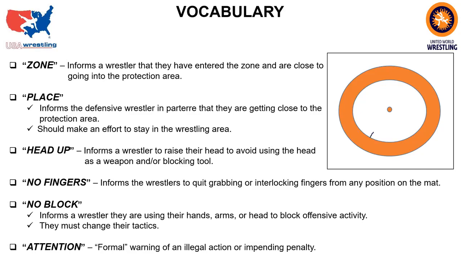In place, the wrestlers are in the parterre position, and the defensive wrestler is working themselves towards the protection area. We want to assume a position out in the protection area facing the wrestlers, and we want to have our hand out like a traffic cop saying stop, and we want to say blue, place, red, place. By us using the command place, we are telling the defensive wrestler to stay on the wrestling mat, don't go into the protection area, and defend your position.